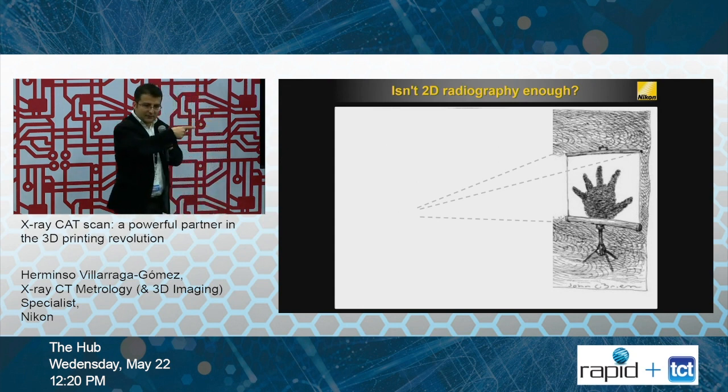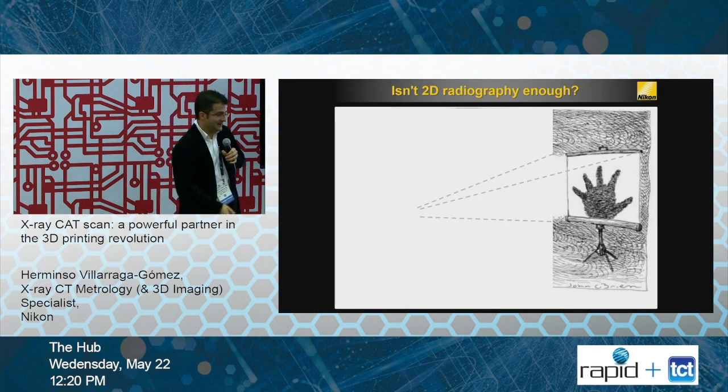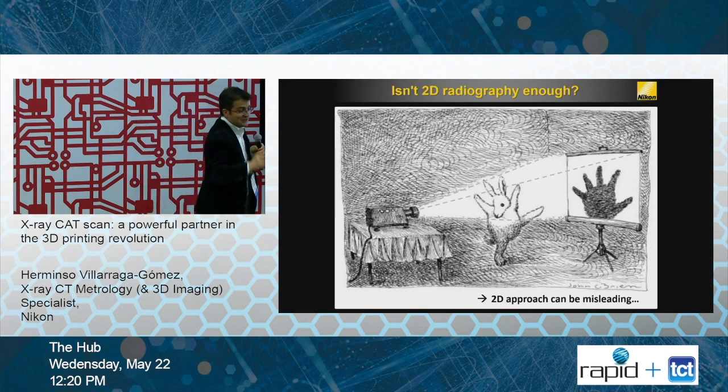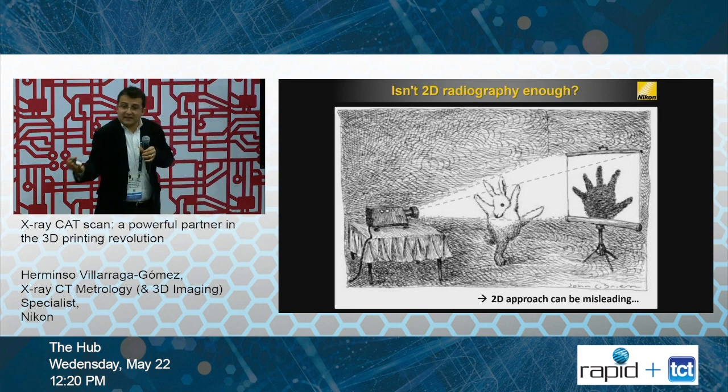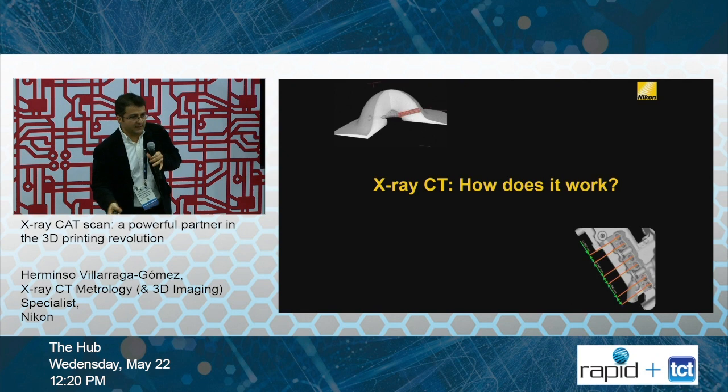Do you see that image? What do you think that is? A hand, right? Well, it's actually a bunny trying to be funny. So the 2D approach is misleading sometimes. That's why we need to do the full X-ray CT.